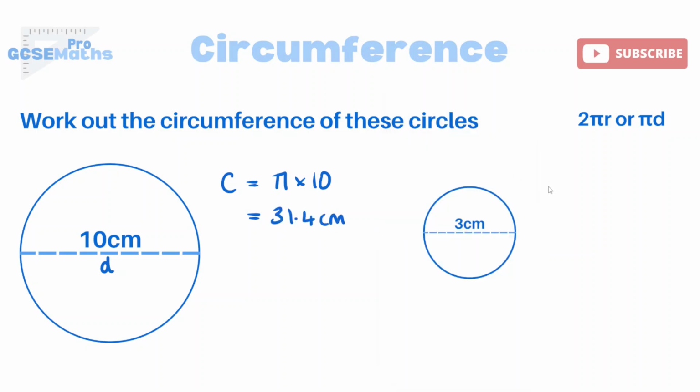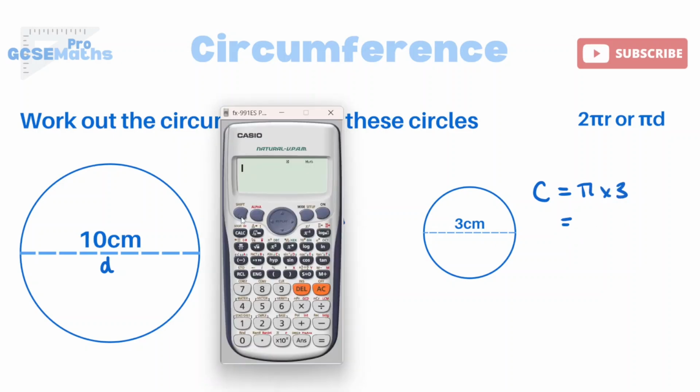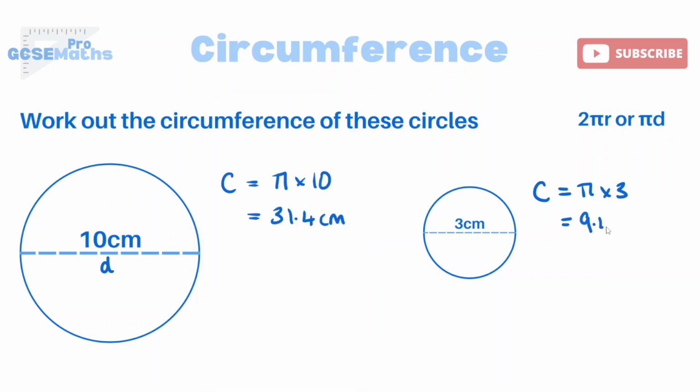The second one, same again, the 3 centimeters in this case is the whole of the diameter, isn't it? So I just need to do pi times 3. Pi times 3 is 9.4. I've just rounded these all to one decimal place. Obviously, you double check what your question says in the exam. They will tell you how to round it.